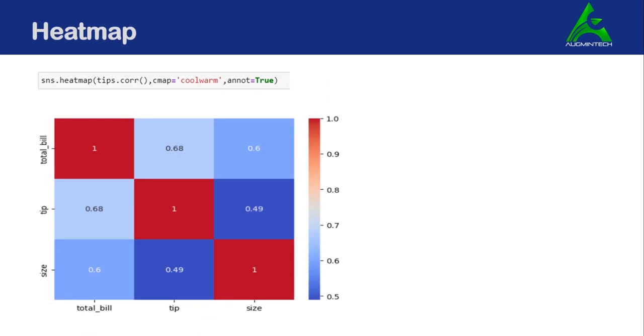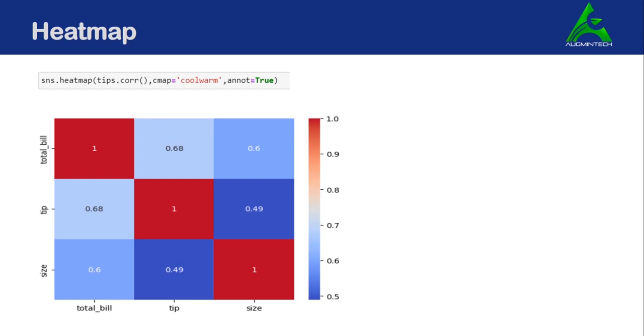Now let's see what is the annot in heat map. So we can also do the numbering on the heat map. So you can see 0.6, we have diagonals as 1, and then we have 0.68, 0.49, and so on. So here we are using the cmap, that is color map, as coolwarm on the same tips.corr data, and then we say annot equals True, because of which you should be able to see the actual values on this heat map.